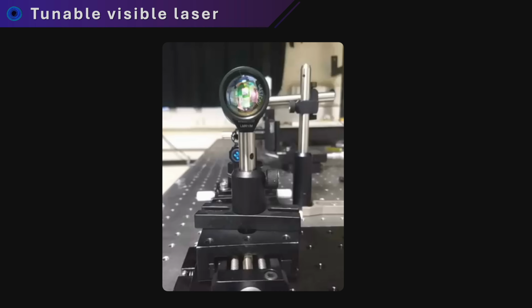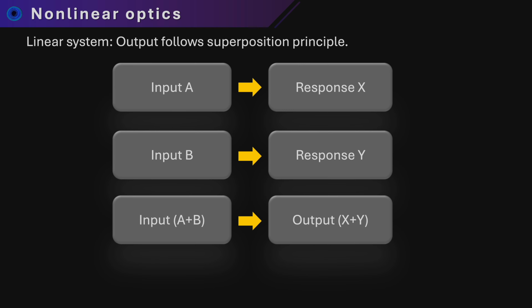So now that you have seen some exciting applications, let's step back and build a solid physical foundation for nonlinear optics. The first question is, what do we really mean by nonlinear? Well, let's start with something simple. If the system is linear, it follows the principle of superposition, which means if input A produces response X and input B produces response Y, then putting A plus B will give us exactly X plus Y. No surprises, no extra terms, that's linear.